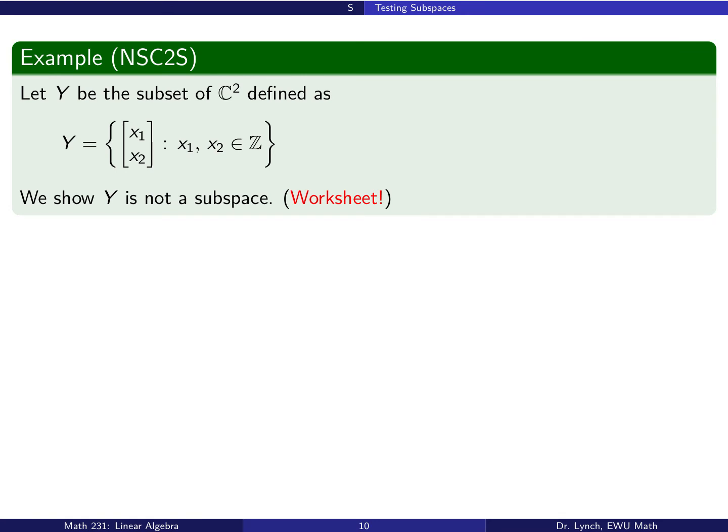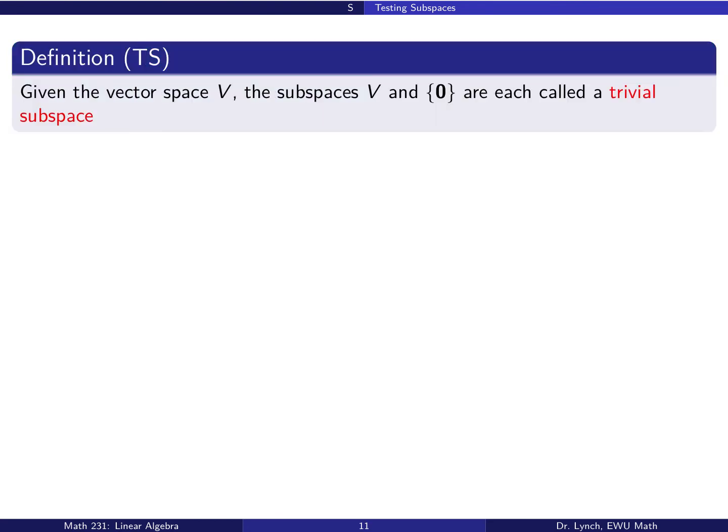Here's another example of not a subspace. Y is a subset of C2 defined as all integer values x1 and x2. Right, so integers are either positive or negative counting numbers, 1, 2, 3, 4, 5, or -1, -2, -3, -4, -5. It turns out that this subset is closed under vector addition, but it's not closed under scalar multiplication. So I'll let you work that on the worksheet also, see if you can figure out why this subset is not a subspace.